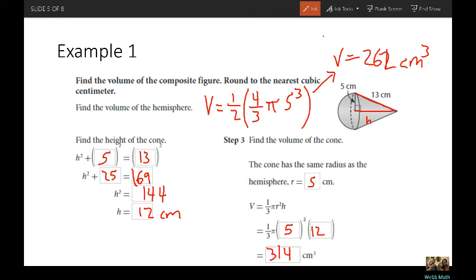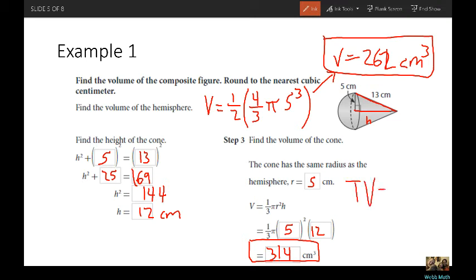The final answer is combining the hemisphere and the cone. So 314 plus 262, total volume equals 576 centimeters cubed, or cubic centimeters in real life. That's how we say it. So that is your actual answer.